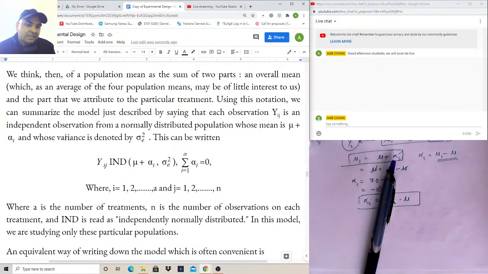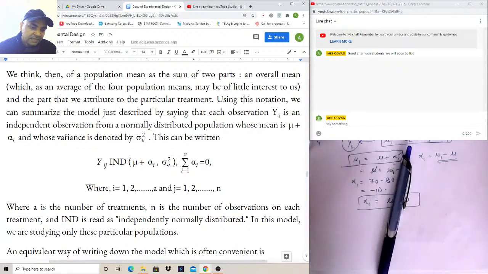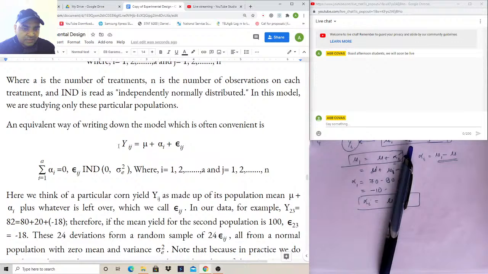Now we think then of the population mean as the sum of two parts. Okay, that is an overall mean, which is an average of the four population means, maybe of little interest to us. Okay, and the part that we attribute to the particular treatment. Using this notation, we can summarize the model just described by saying the observation Yij is an independent observation from a normally distributed population with mean mu plus alpha I, and whose variance is denoted by sigma E square.